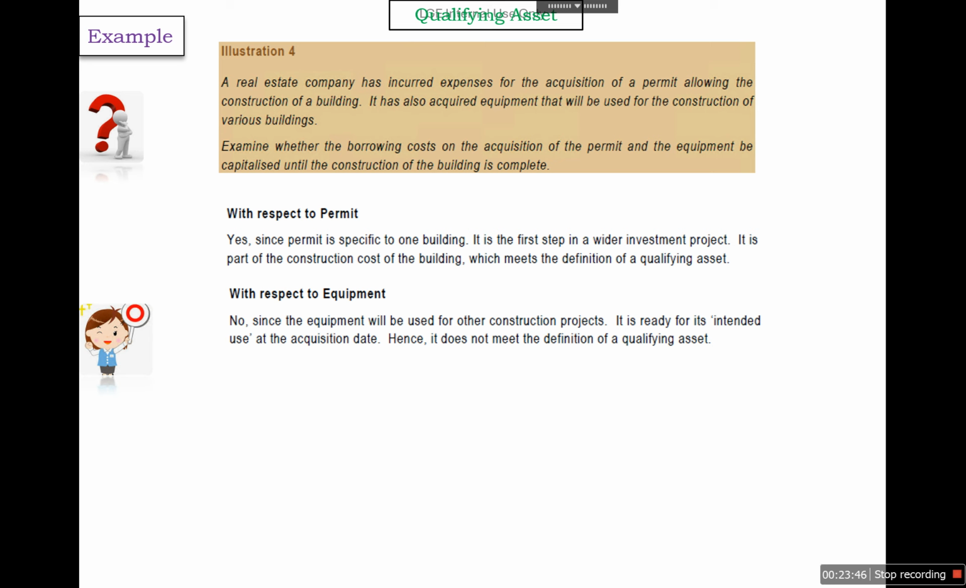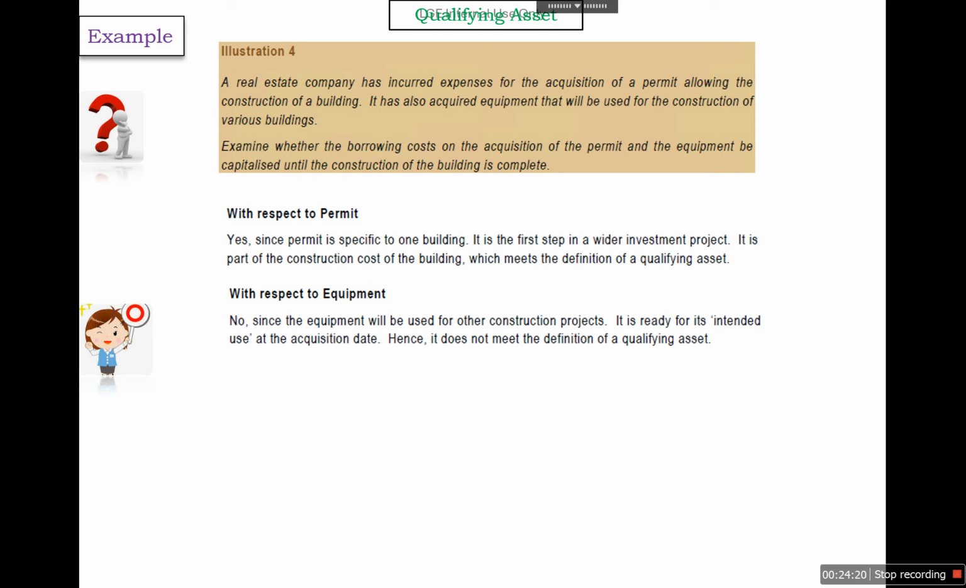So in case of the permit, yes, we need to capitalize because the permit is specific to one building and it is the first step of a wider investment project. It is a part of the construction cost of the building, which meets the definition of the qualifying asset because construction of the building is going to take a substantial period of time for the intended use. However, in respect of the equipment, those are not specific to a particular asset.